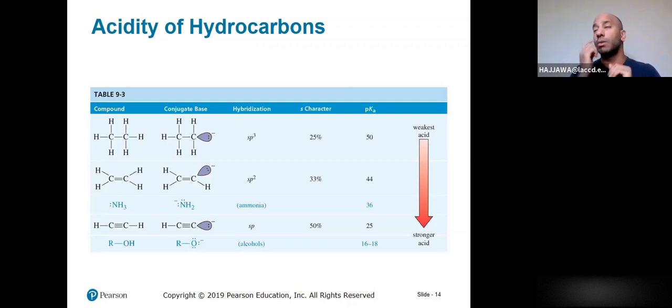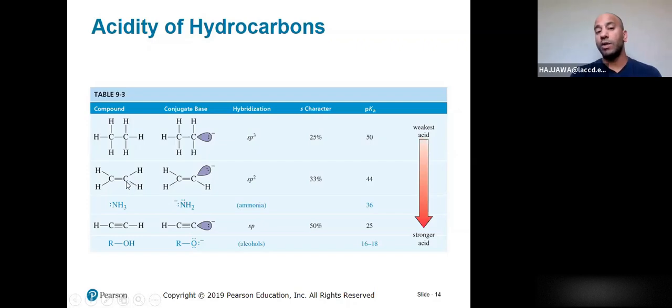So that's important to explain why that is. And the reason behind it is the hybridization type of the carbon that the hydrogen is attached to. So if I look at this carbon right here, that's an sp3 carbon. The sp3 carbon has 25% S and 75% P.